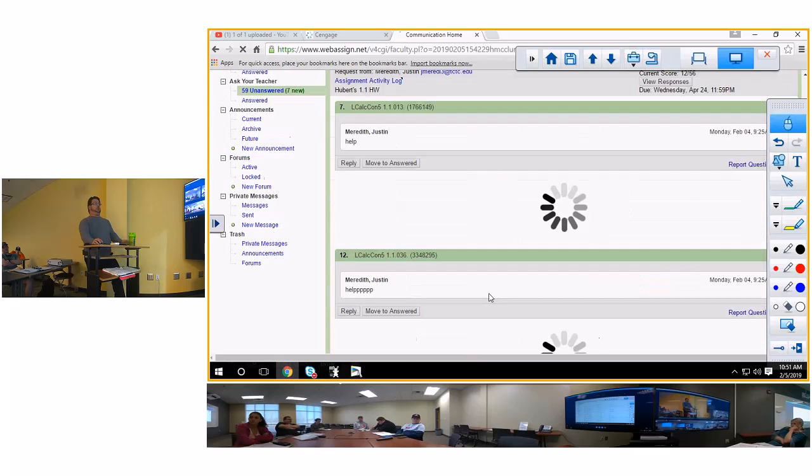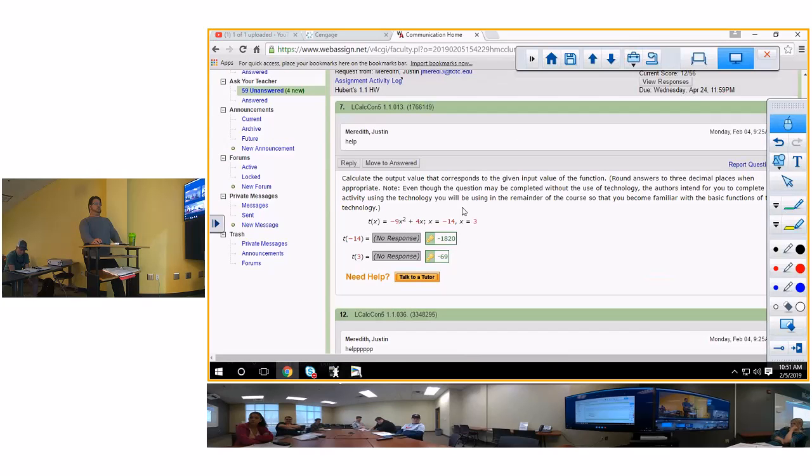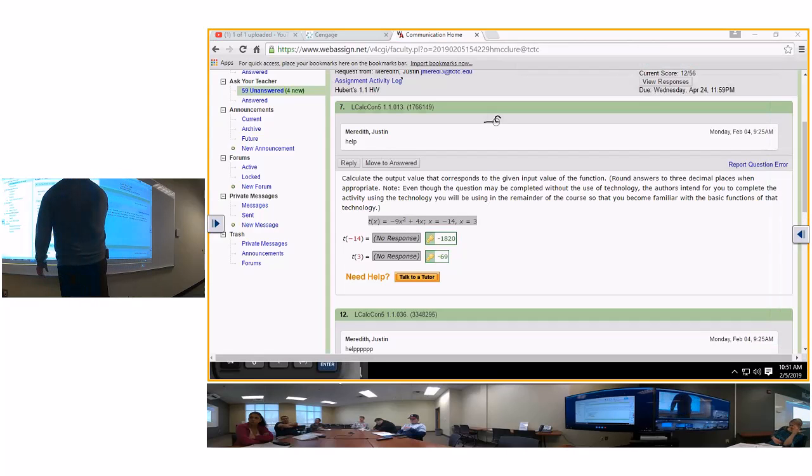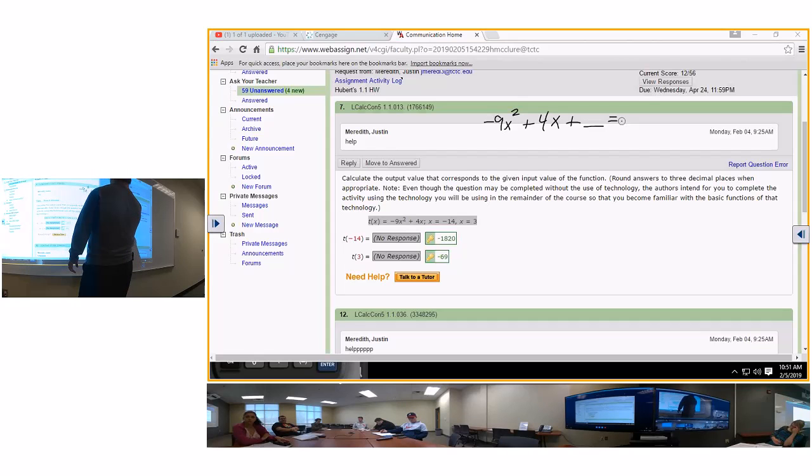Okay, 1.1, calculate the output corresponding to the function. Okay, I'm going to ignore this. This right here is a what? It's a quadratic. So I'm going to do a little bit of complete the square on it, because I want to make sure I know how to do it. So negative 9x squared plus 4x plus blank is equal to 0 plus blank.